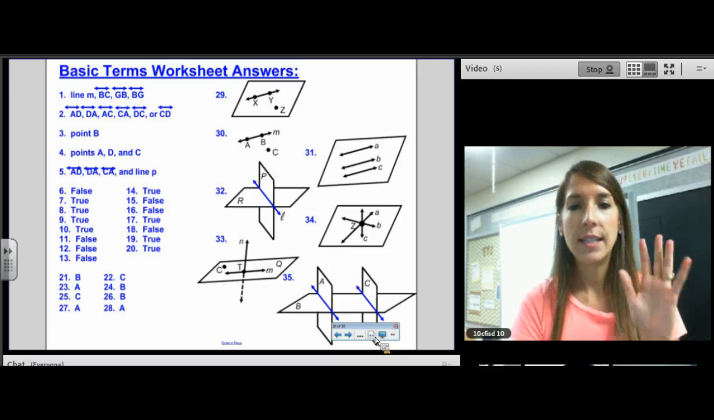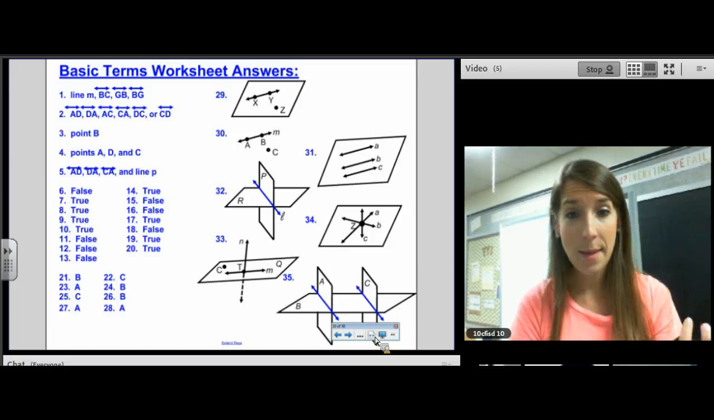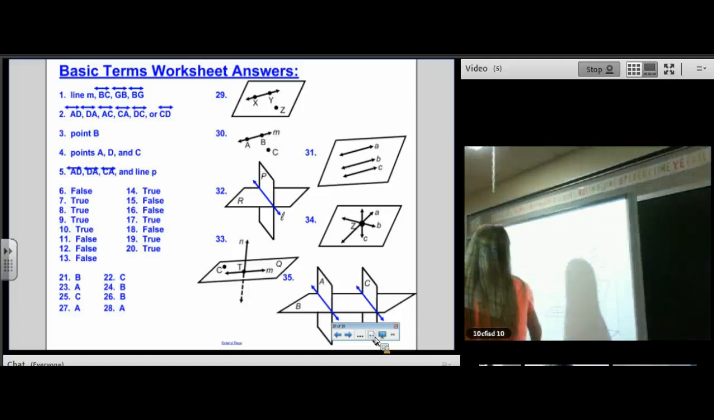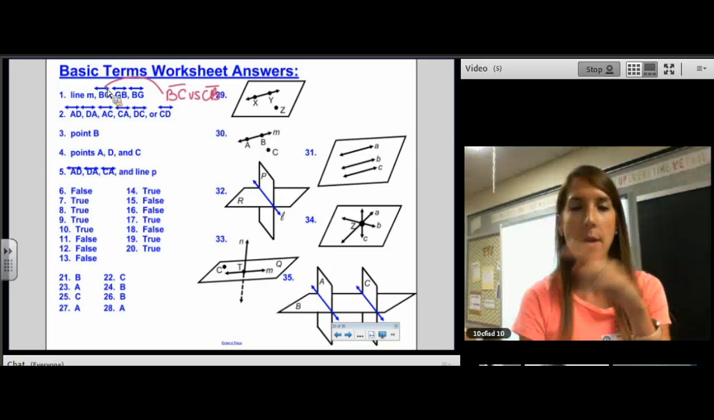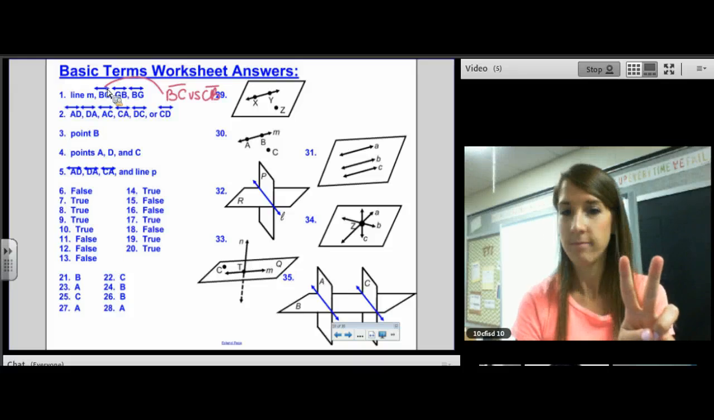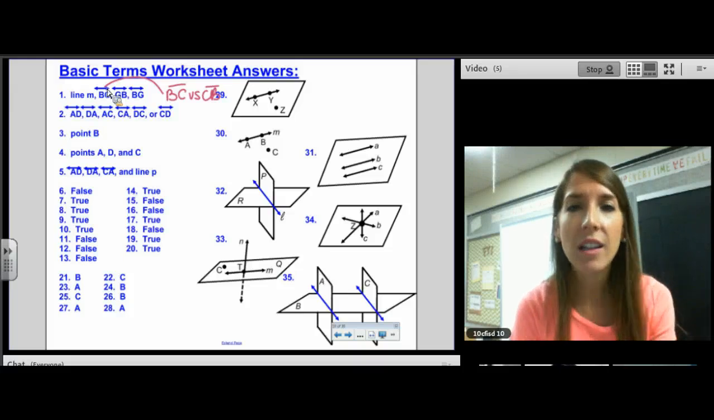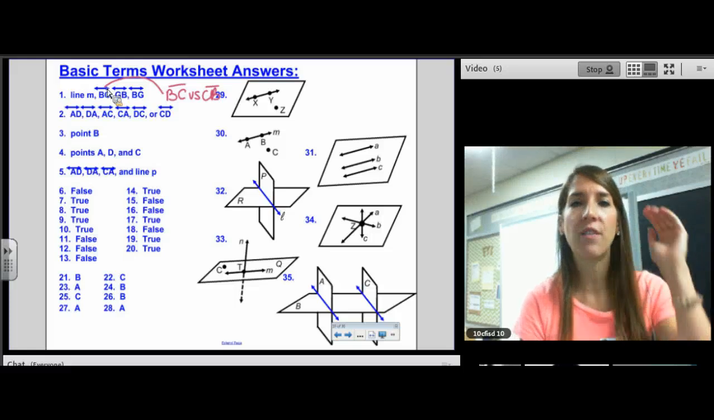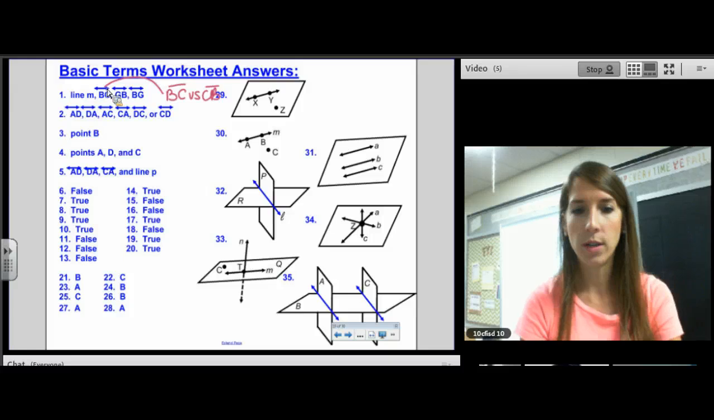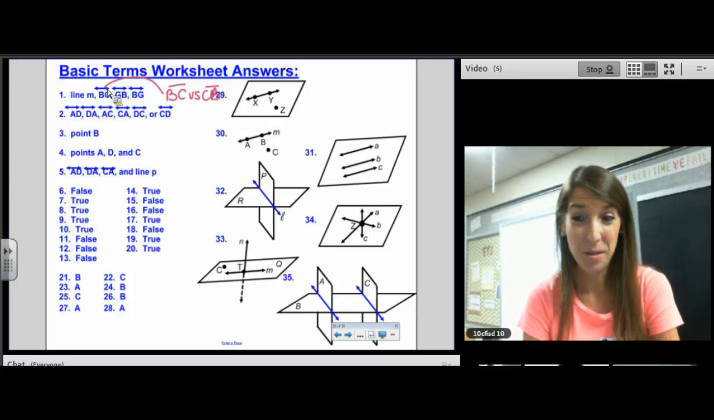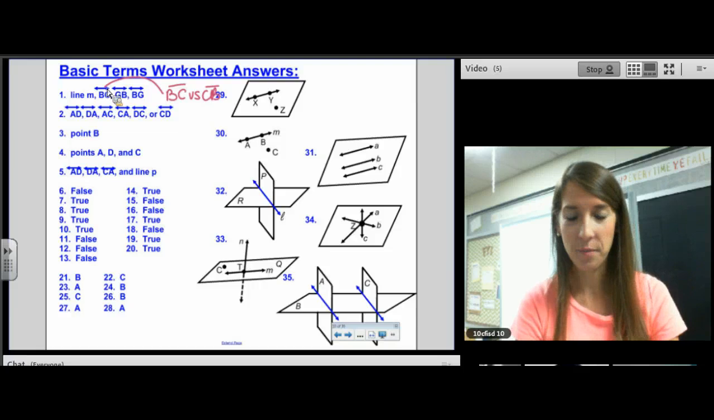Good question. Is segment CB the same as segment BC? Does order matter when you're naming a segment or a line? Nope, it doesn't matter at all. It's a collection of points. So the collection of points from B to C is the same collection of points from C to B. So the order does not matter. That's good news. You can't mess it up, right? Can't mess up the order.